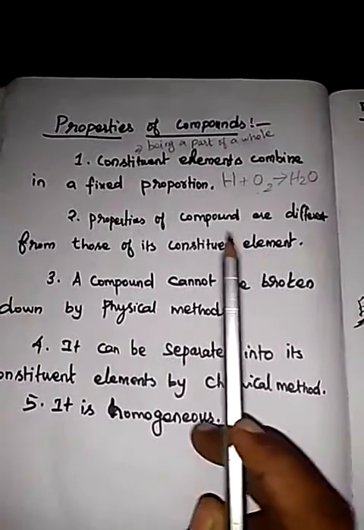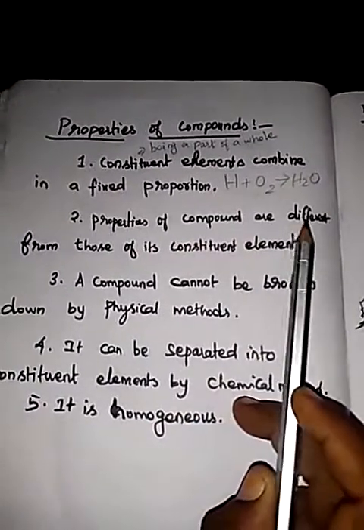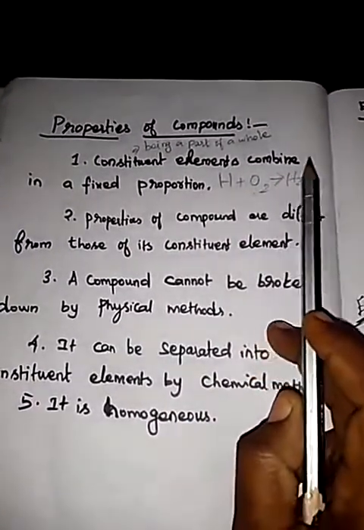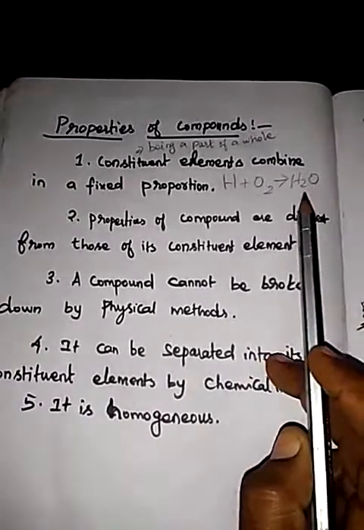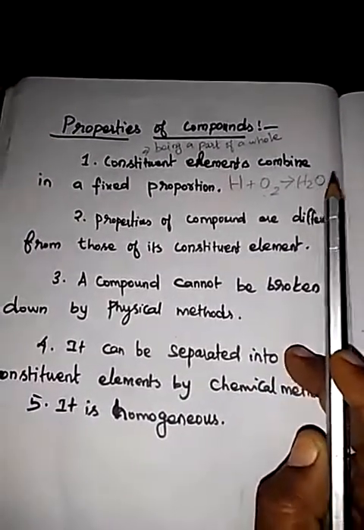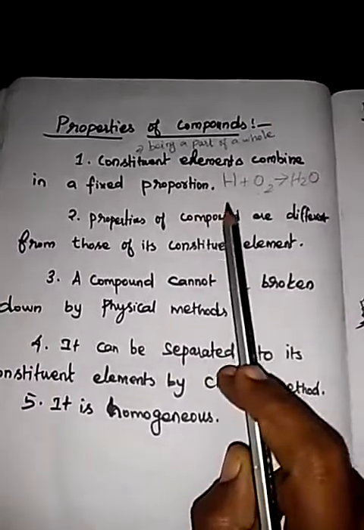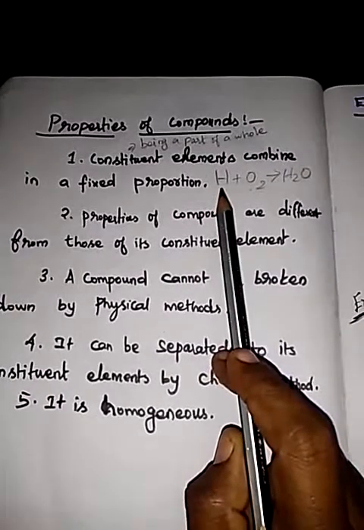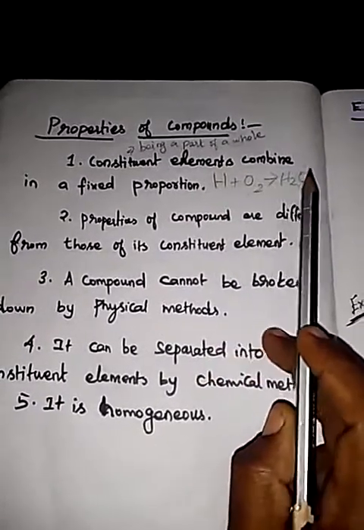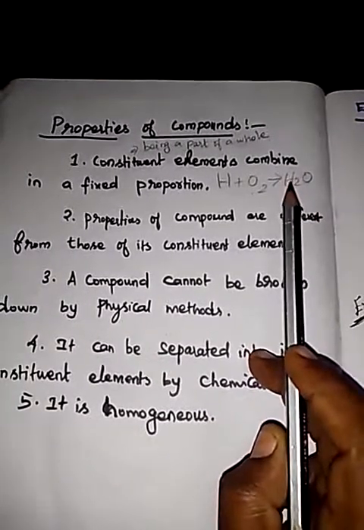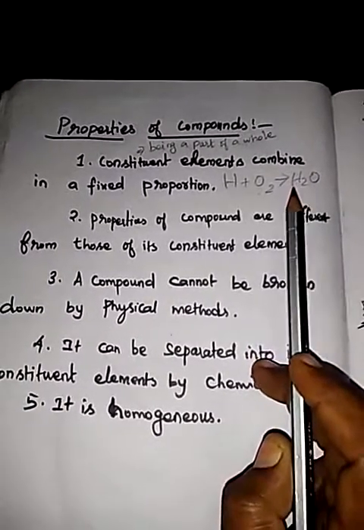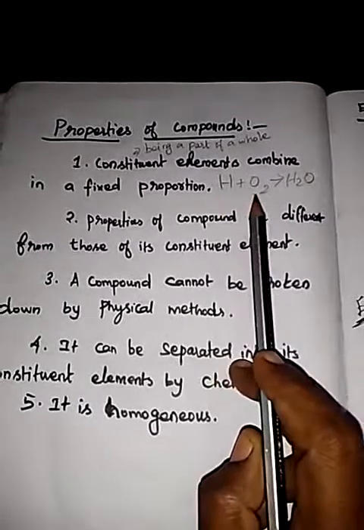Then second point, the properties of a compound are different from those of its constituent elements. Here we see an example, the properties of water are different from the constituent elements, hydrogen and oxygen.